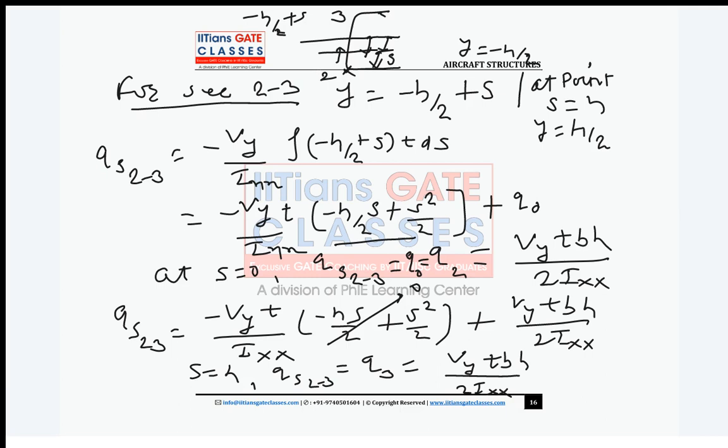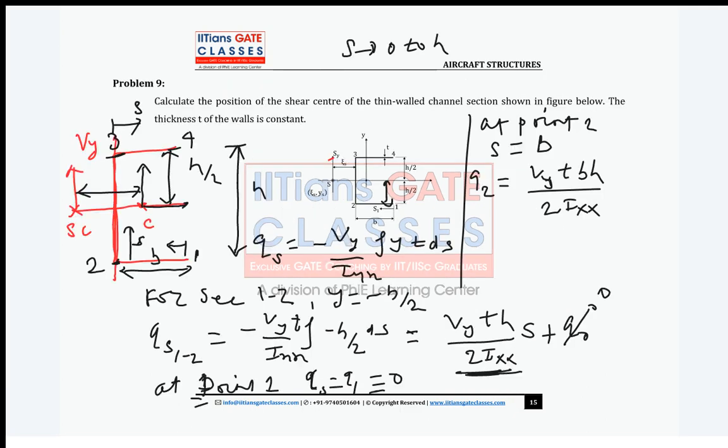Okay, fine. So guys, everybody must be clear how to draw shear flow. Okay, fine. Now guys, the next thing which comes is shear center. So now can I erase everything?